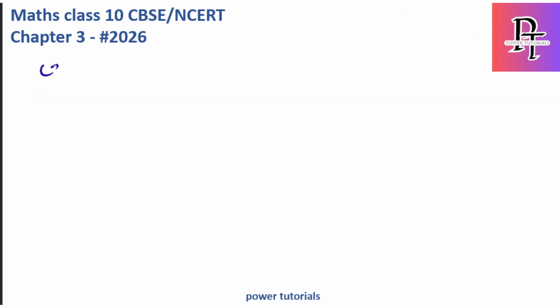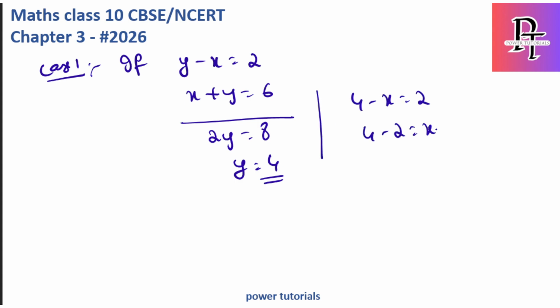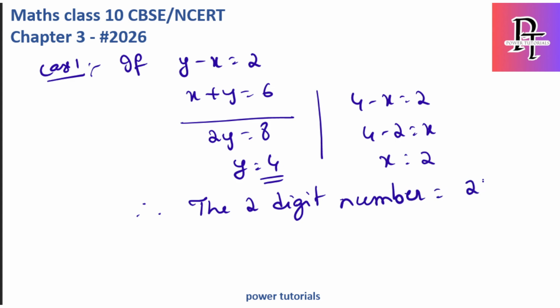Case 1, if y minus x is equal to 2 and x plus y is equal to 6. In this case, if I just add these two, x and x get cancelled, y plus y is 2y, 2y is equal to 8. So I got the y value as 4. Substitute y value in the first equation: 4 minus x is equal to 2, 4 minus 2 is equal to x, so x is 2 and y is 4. Therefore, the two-digit number xy is 24.